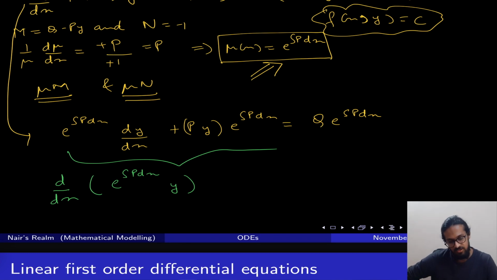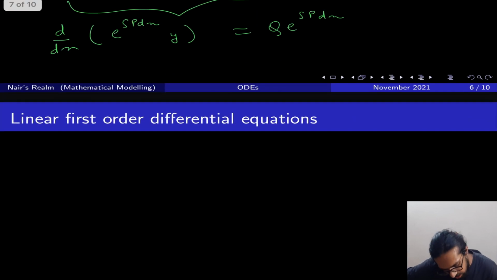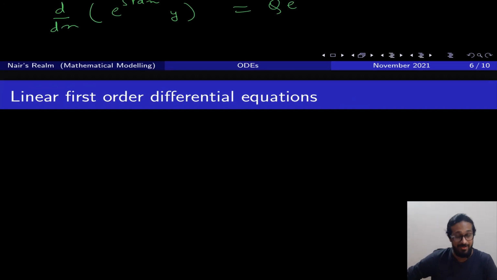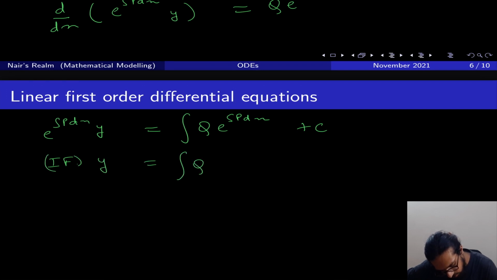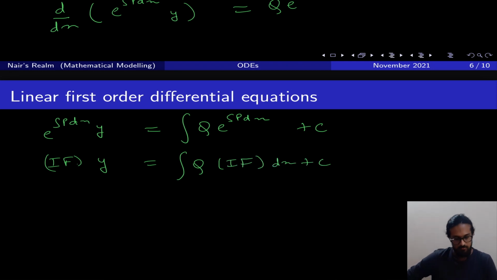If we use the chain rule, we actually get that is equal to q e power integral p dx. So now if we integrate on both sides with respect to x, what do we get? We get e power integral p dx times y is equal to the integral of q e power integral p dx plus c. Now this means that the integrating factor times y is equal to the integral of q times the integrating factor plus c.